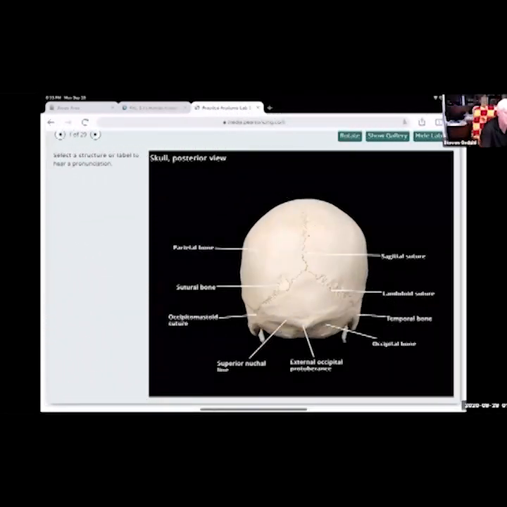You can see the parietal bone, which is the left parietal bone and the right parietal bone. You see the sagittal suture going right down the center, between the two parietal bones. You see the lambdoid suture. The lambdoid suture goes between the parietal bones and the occipital bone. The temporal bone is below the parietal bones on the side of the skull.